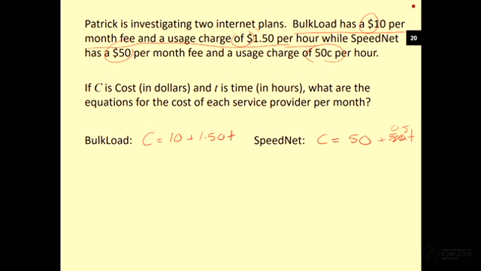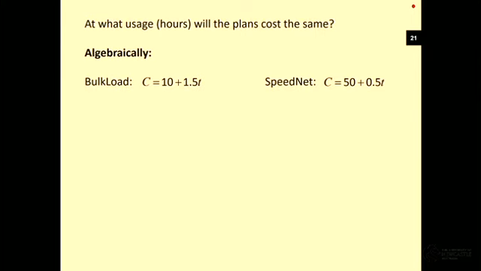Next question one would assume is, when do the plans cost the same? At how many hours usage would I not care which plan I'd gotten onto? So algebraically, again, it's like what we did. If it's C equals this and C equals that, just make them equal to each other. And we'll find the T when they're equal. C equals this, C equals that. All right, 10 plus 1.5T equals 50 plus 0.5T.